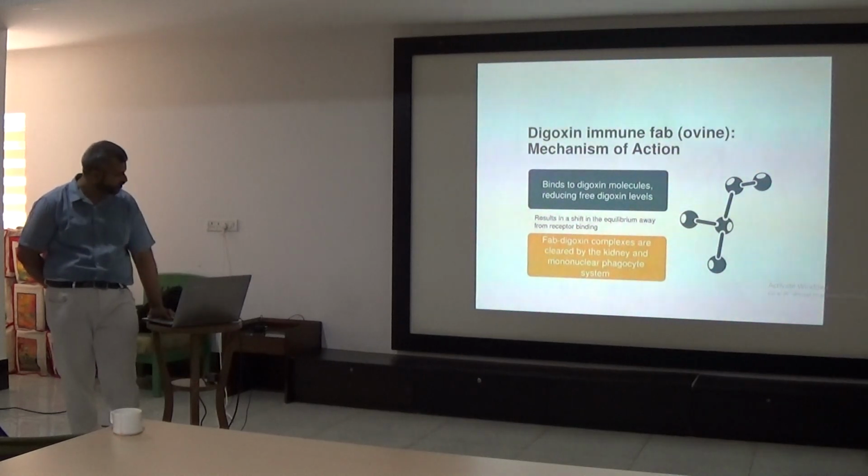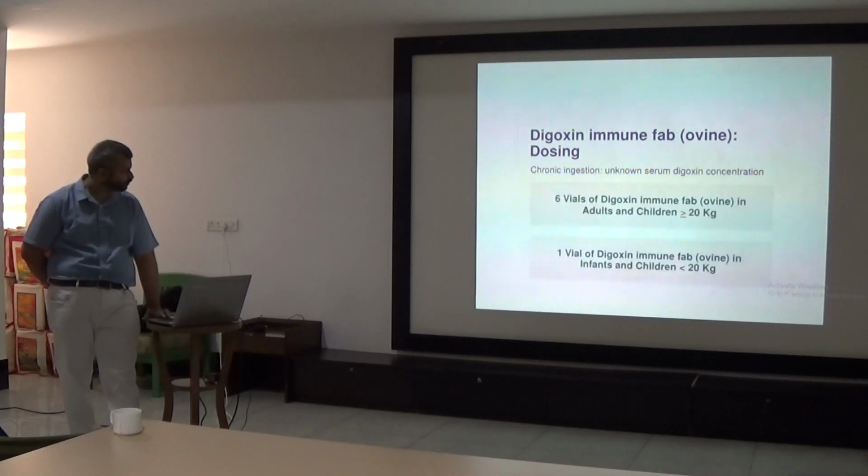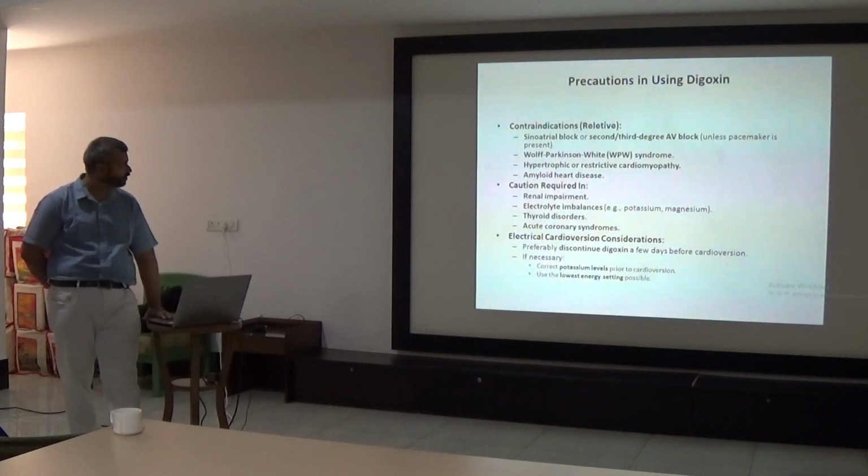Again, the basic mechanism of action. How the dose is calculated: if the amount of digoxin ingested is known, then it's divided by 0.5. And depending upon the formulation, whether it was IV or oral, it has to be multiplied by 0.25 or 0.2. If we don't have any ingestion dosage information, then for a patient more than 20 kg, we use 6 vials of antibodies, and for a patient less than 20 kg, we use 1 vial of digoxin antibody.